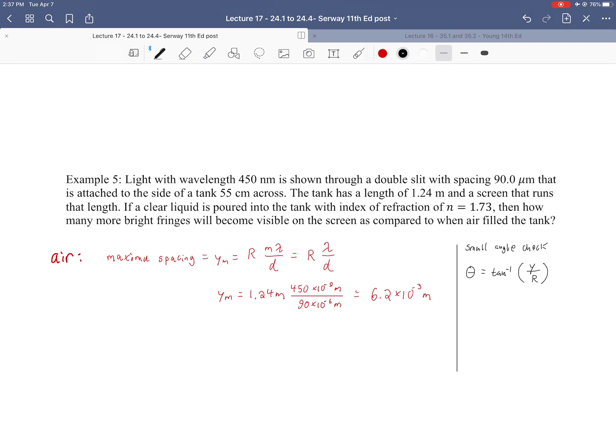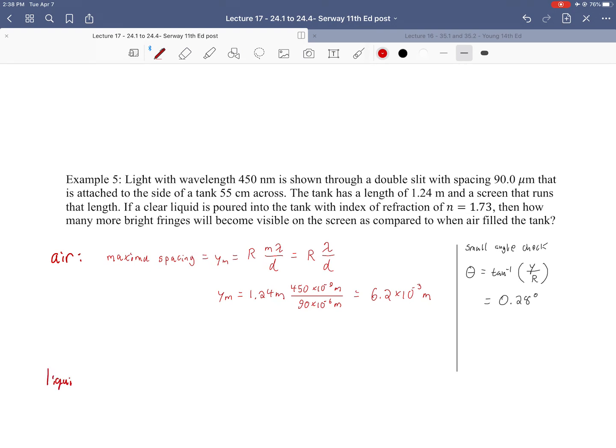When I do that, my y is the 6.2 millimeters I just got, and my r is 1.24 meters. Make sure I'm in degree mode. I think I am. Yeah. So I get a fifth of a degree, very, very tiny. Actually more like a fourth, 0.28 degrees. So we are good. We're well less than 15 degrees, so we are safe to make the small angle approximation.